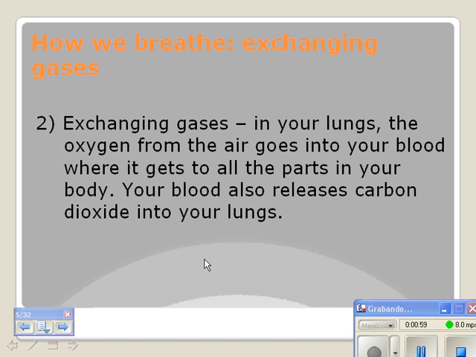2. Exchanging gases. In your lungs, the oxygen from the air goes into your blood where it gets to all the parts in your body. Your blood also releases carbon dioxide into your lungs.